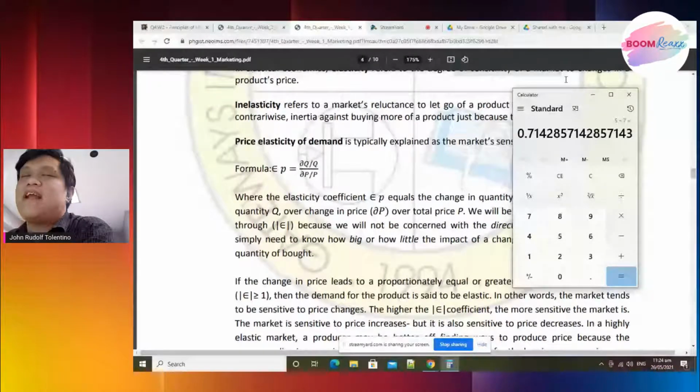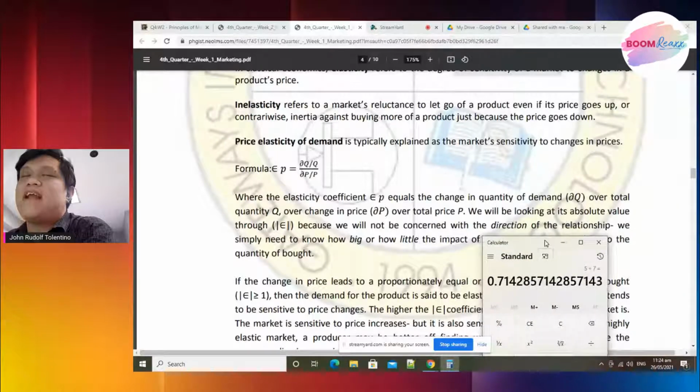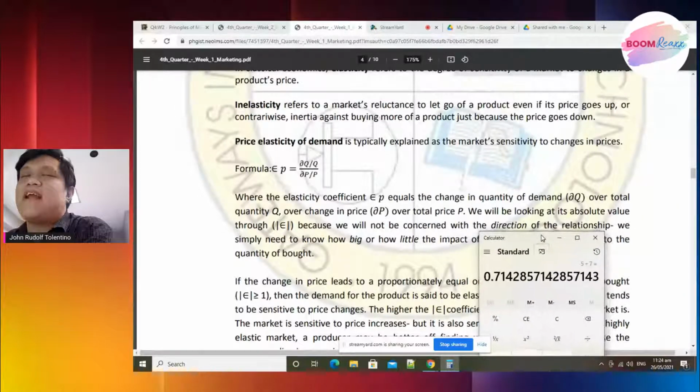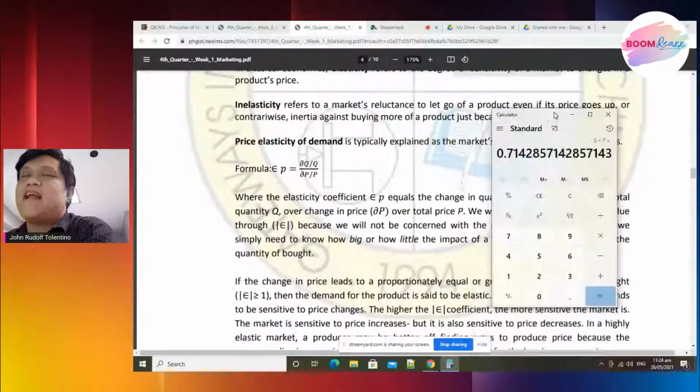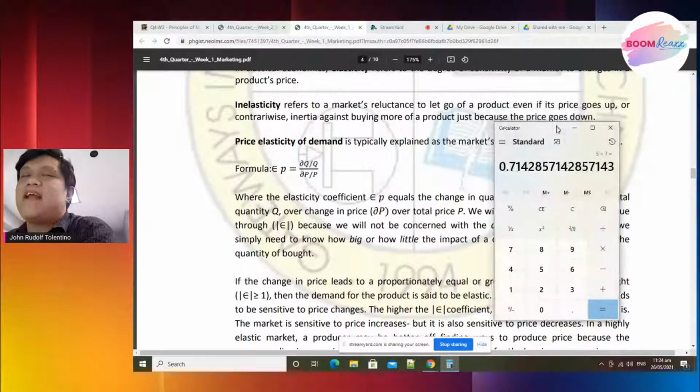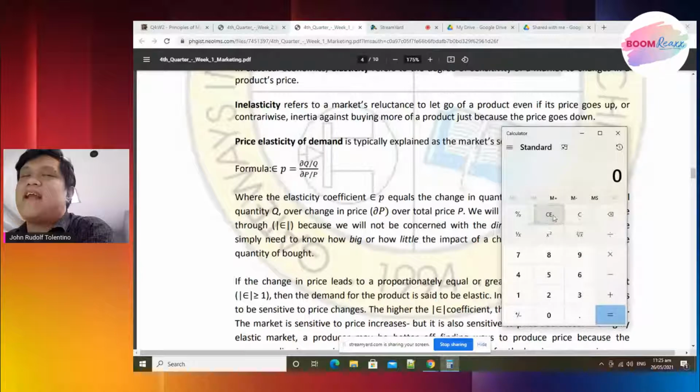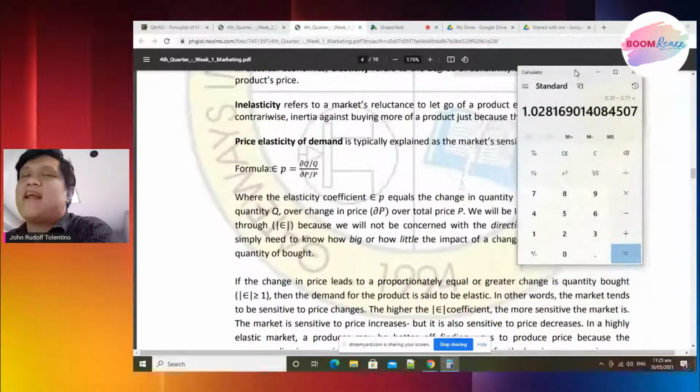Okay, so ngayon, we have the given. When we divide the quantity of demand by the total quantity, which is 550,000 divided by 750,000, over 5 pesos divided by 7 pesos, so we already had this idea of 0.73 divided by 0.71. The answer is 1.02 or 1.03.